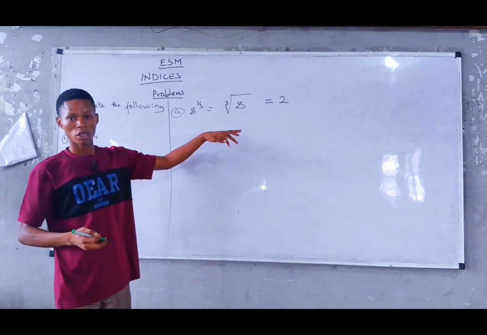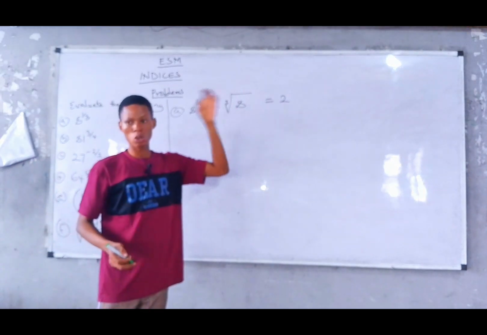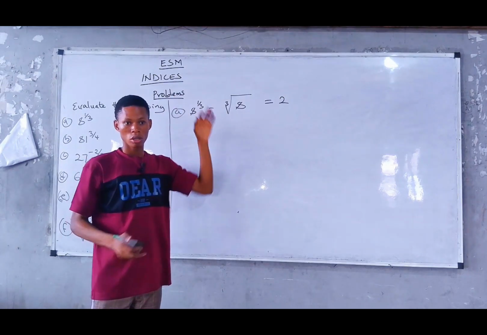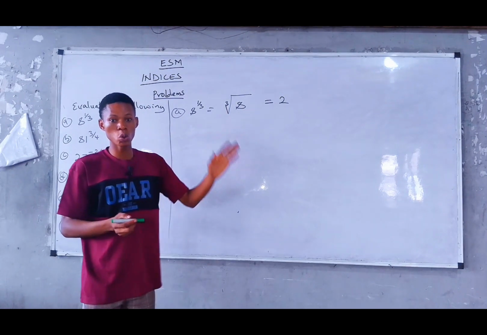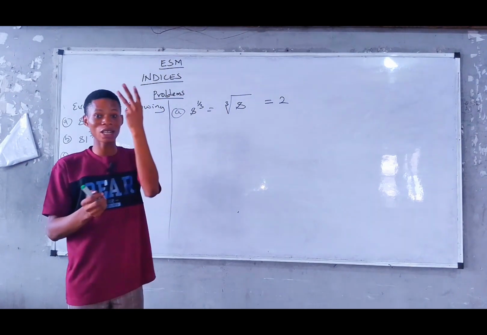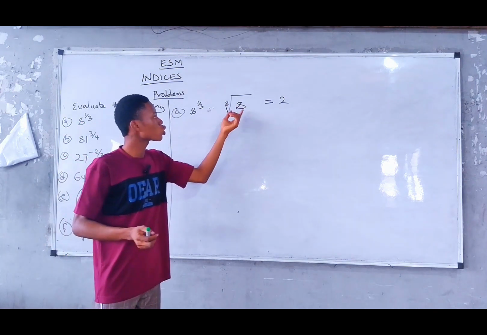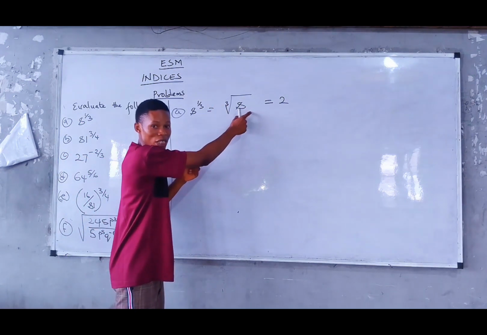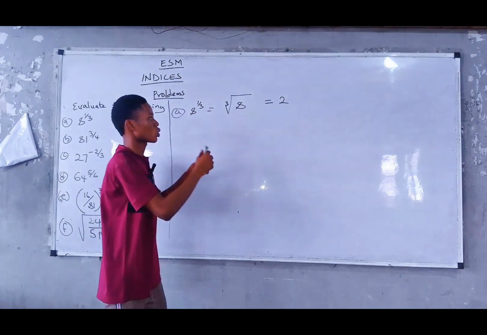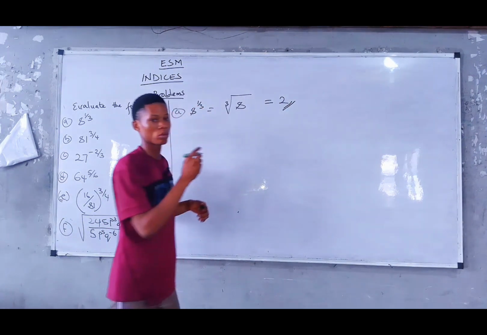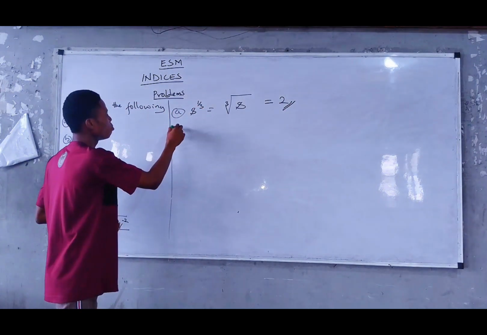Now when they say cube root, what does it mean? Why is cube root of 8 equal to 2? 2 into 3 places will give us 8. 2 times 2 times 2 will give us 8. So what into 3 places will give us 8? That's what they mean. So this is our answer. 2.